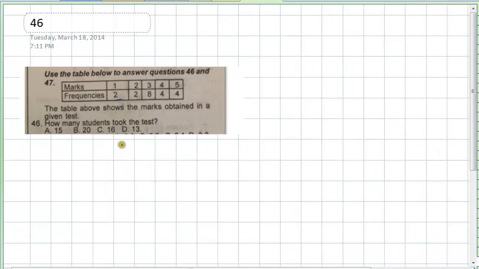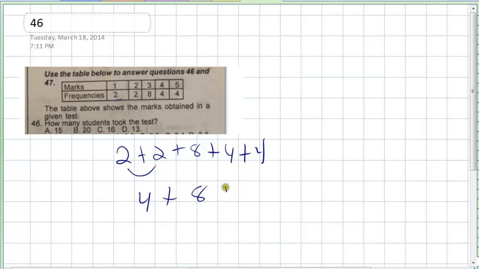So 2 plus 2 plus 8 plus 4 plus 4. So this will be 4 plus 8 plus 4 plus 4. This will be 12 plus 4 plus 4, which is 8. So 12 plus 8 is 20. So 20 students took the test altogether.